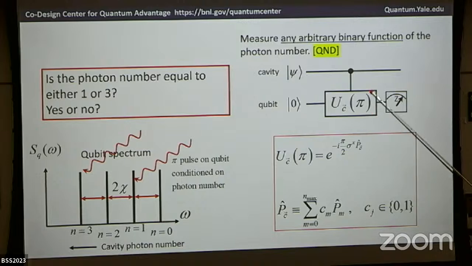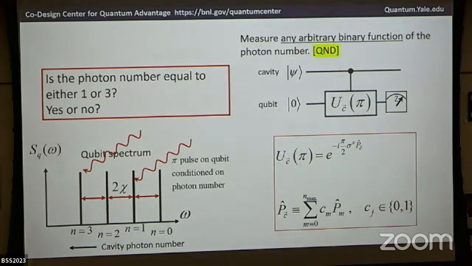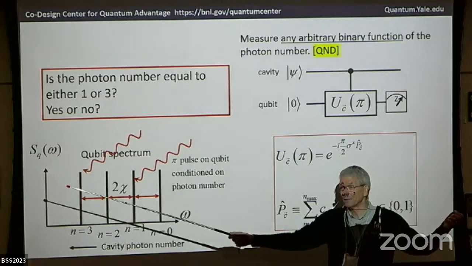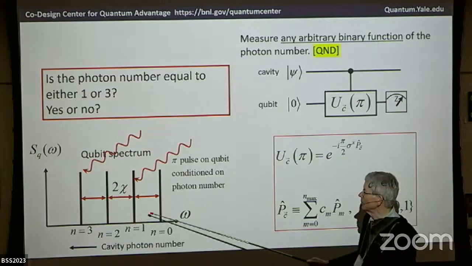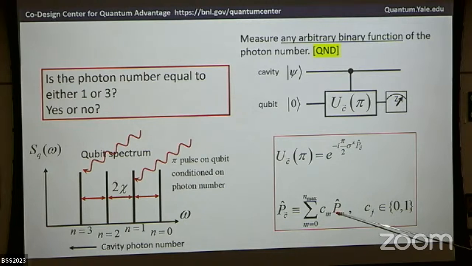Okay, so it turns out by applying all kinds of different combinations of tones, I can measure any arbitrary binary function of the photon number distribution. I can flip the qubit if the photon number is 0, 2, 4, 6, 8. That's another way to measure the parity. Or I could choose 0, 1, and 17, any binary. What do I mean by that? I take this set of projectors onto photon Fock state m, and I dot it with coefficients, which make a binary vector consisting of 0s and 1s.